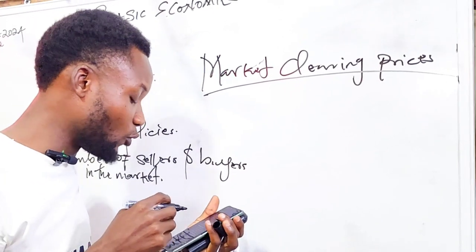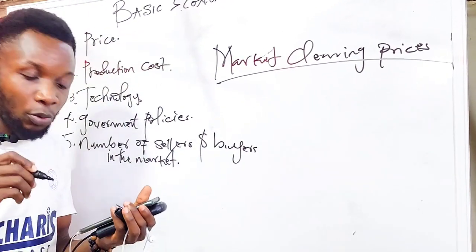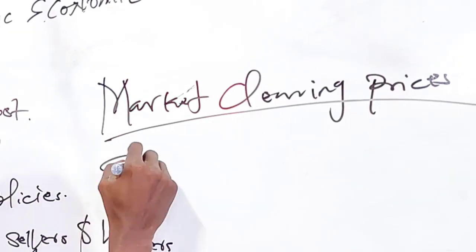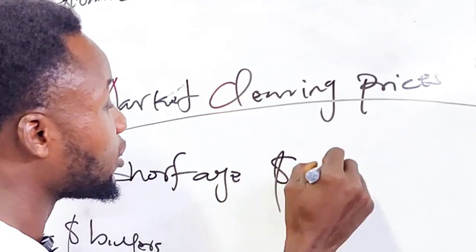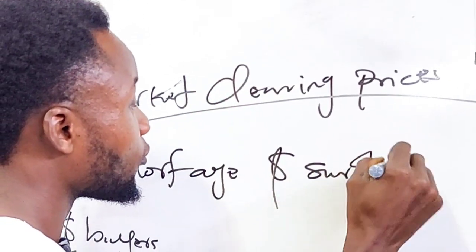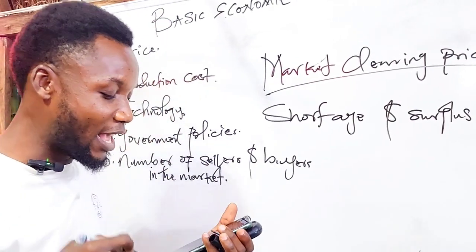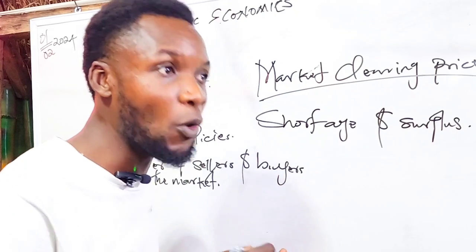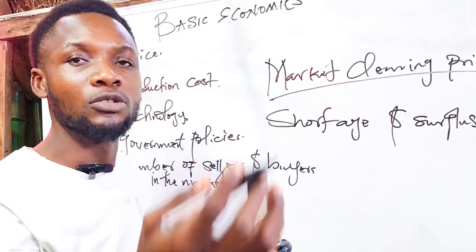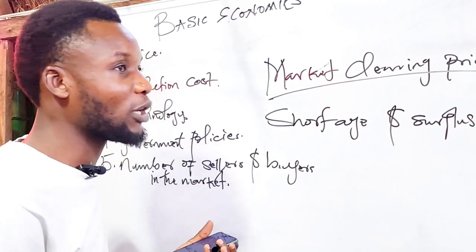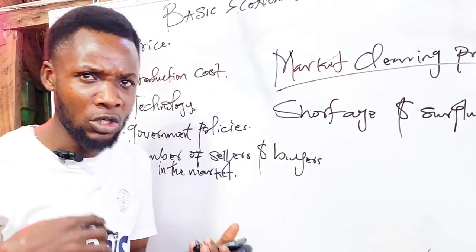All right, on the final note, surplus and shortage. That's going to be the final thing we'll be talking about. Surplus occurs when quantity supplied exceeds quantity demanded, when the quantity supplied is more than the demand. If people are asking for 5 bags of rice and you are supplying about 15 or 20 bags of rice, it means that you are giving them a surplus.